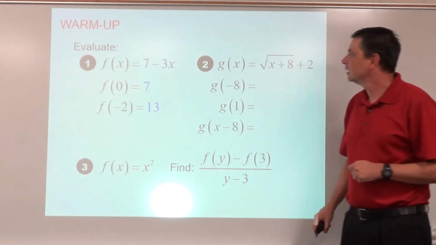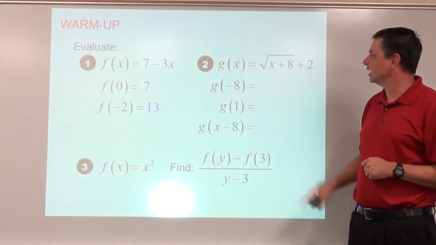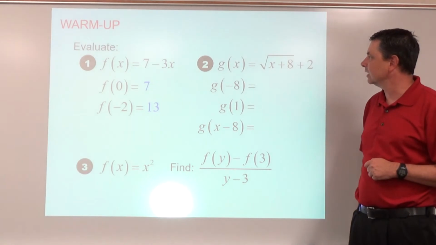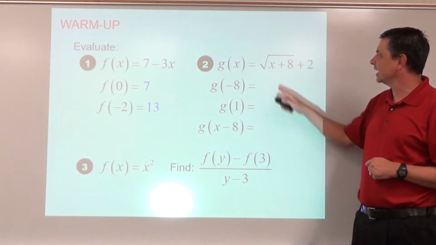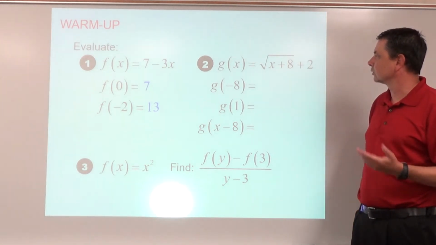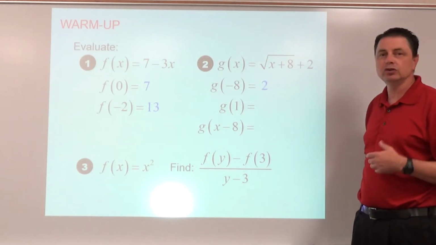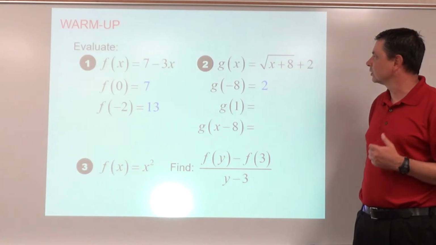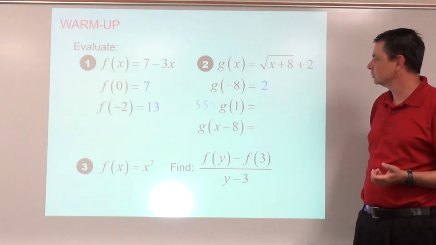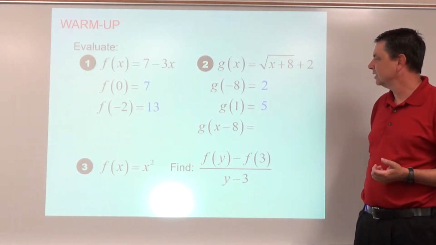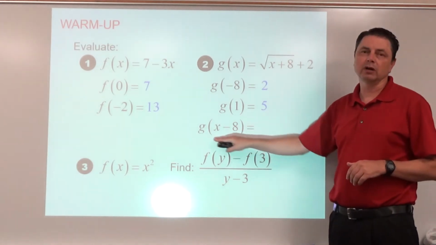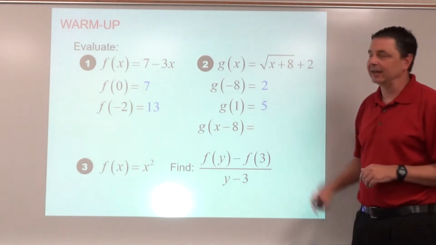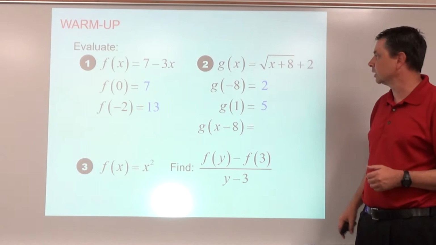Number 2, g of x, substituting in negative 8. Since negative 8 plus 8 is 0, the square root of 0 is 0. Adding 2, you get 2. g of 1 becomes the square root of 9 plus 2. You get 5. And then we see something different where we're evaluating at a variable or a variable expression.